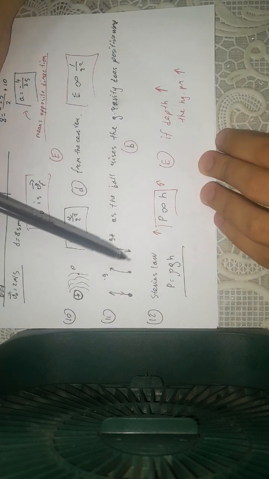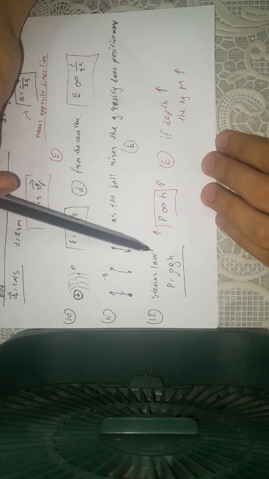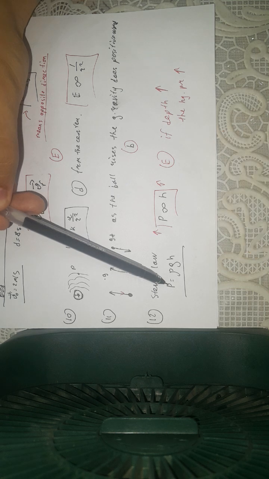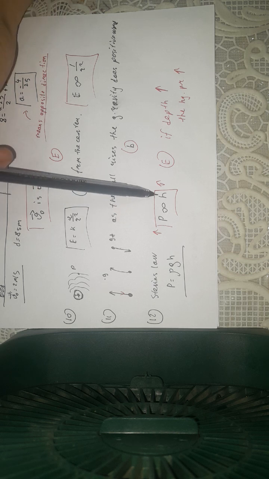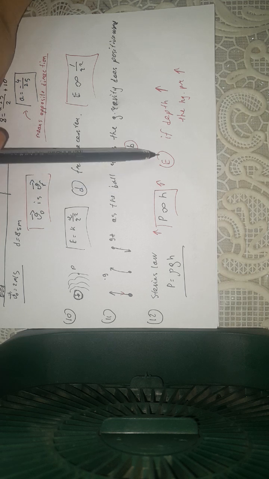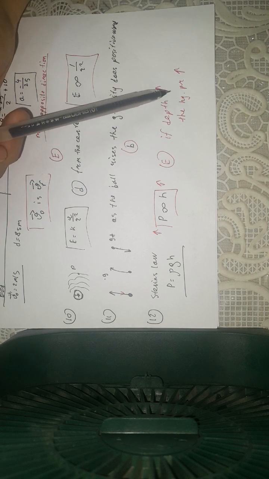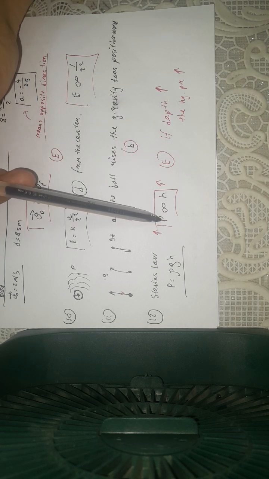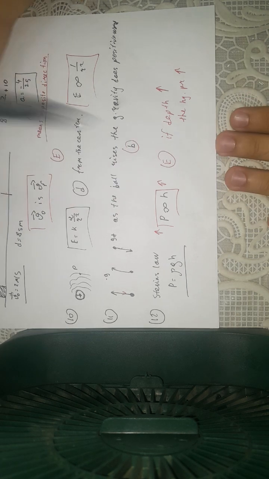The 12th question says that according to Stevin's law, this is hydrostatic pressure, and hydrostatic pressure is directly proportional to h, the depth. So the higher the depth, the higher the hydrostatic pressure. This means the correct answer is E.